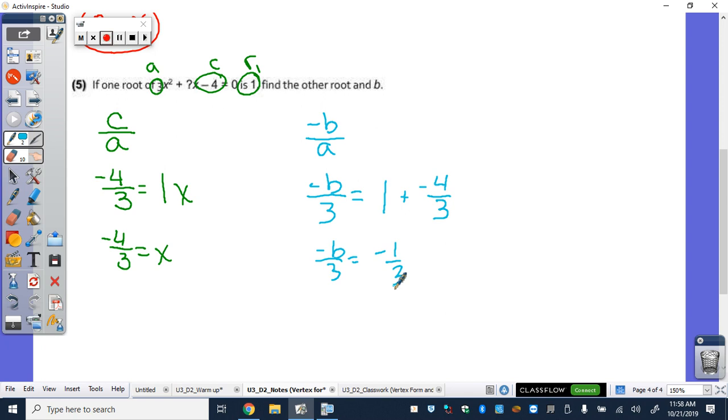And then there's two ways we could go about this at this point. We could cross multiply, or are the denominators the same? Yeah, we could cross out the denominators also. So negative b equals negative 1, therefore b equals positive 1.